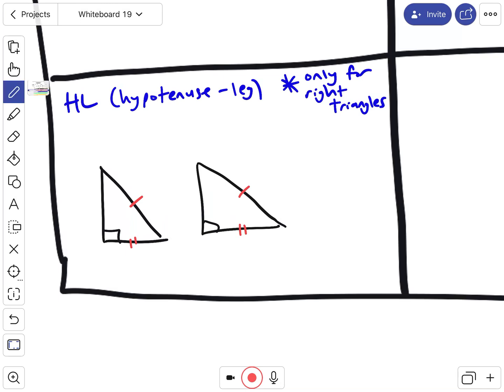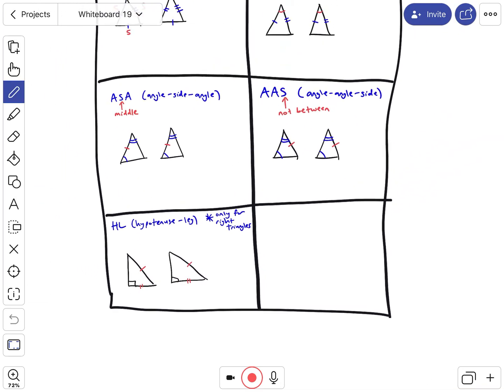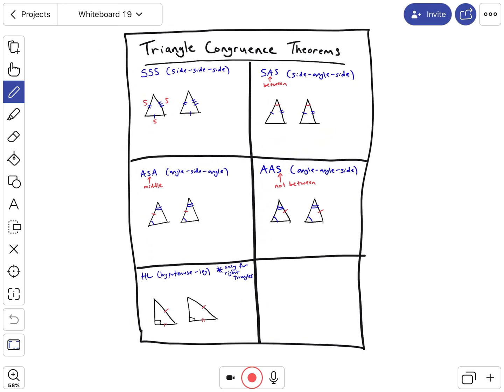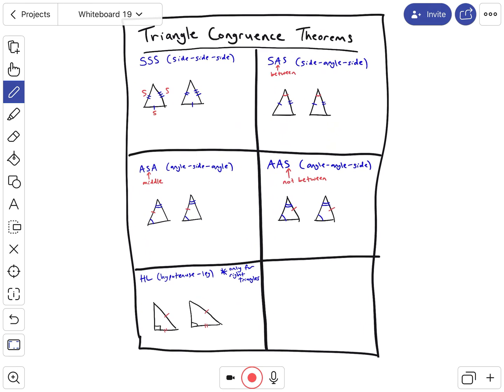Okay, so these notes are going to be useful. Just make sure you have all these congruence theorems down, and then we're going to look to identify, given triangles, which one of these they satisfy.